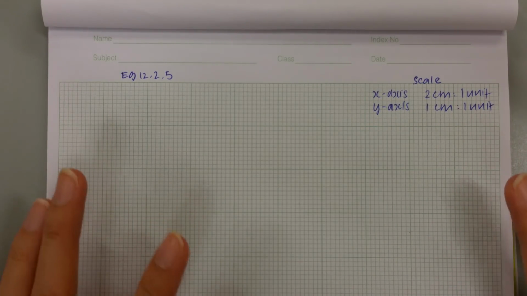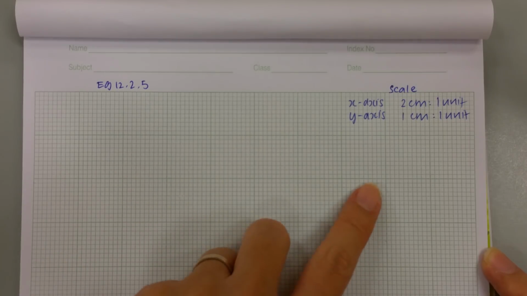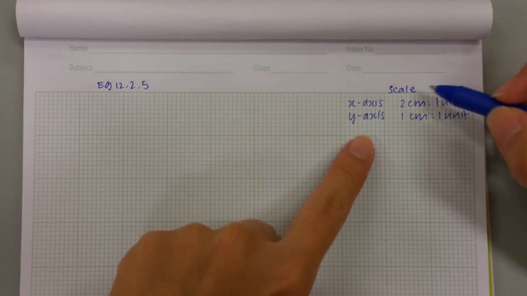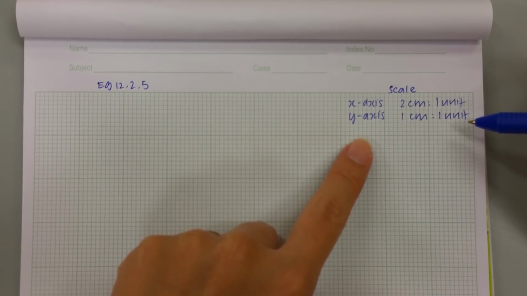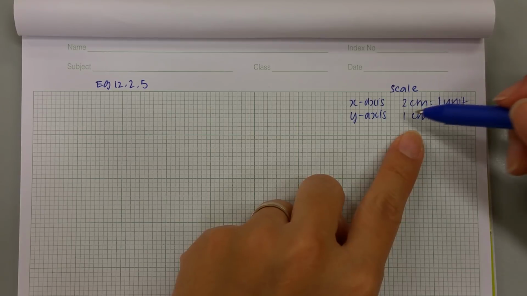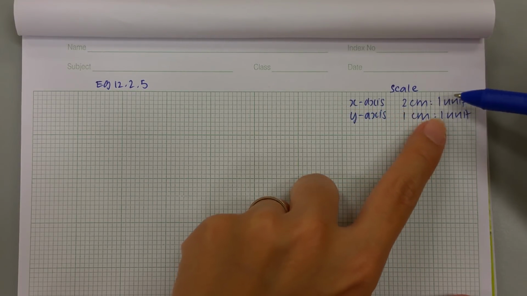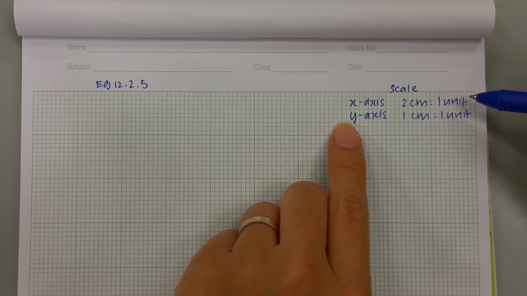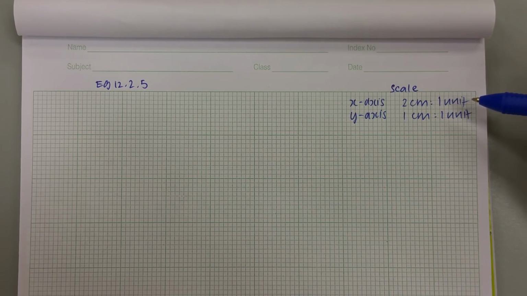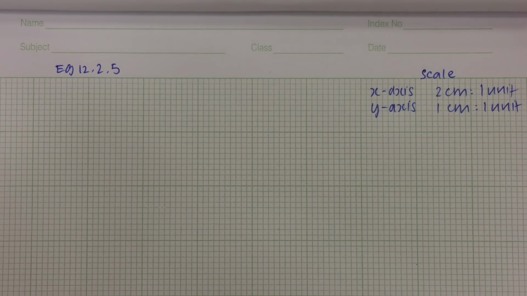Okay, now we're drawing the graph for example 12.2.5. You can see on the right hand side, it is compulsory for you to write down the scale, so that the marker will know what scale you are using and whether you're following the question. So here for the x-axis, we write down 2 cm will represent 1 unit, and for the y-axis, 1 cm to represent 1 unit. You may be wondering, what do they mean by 2 cm?